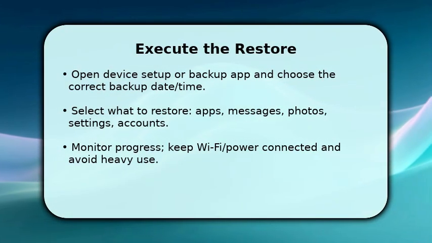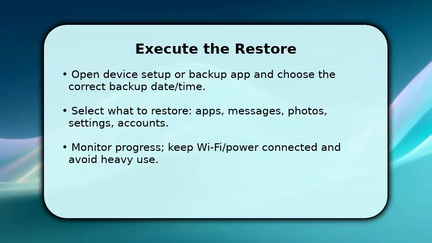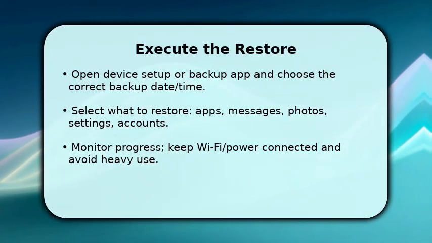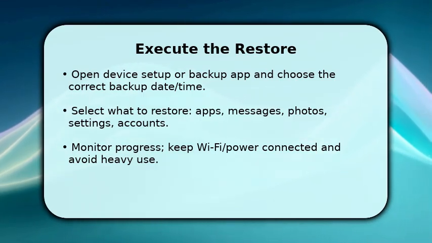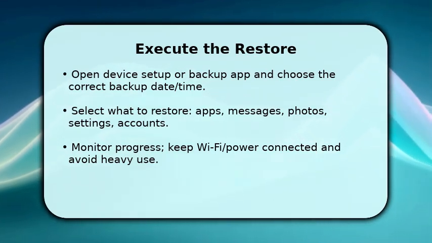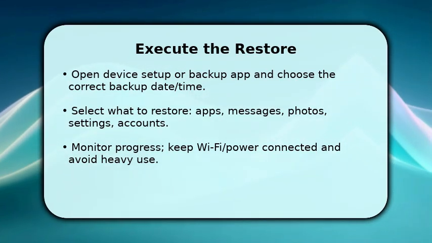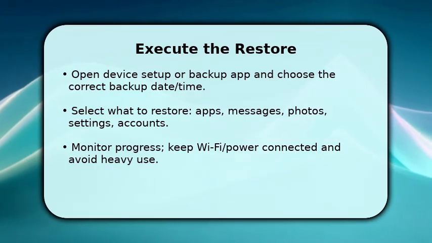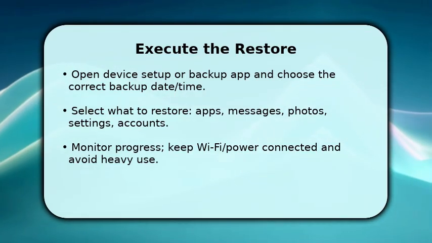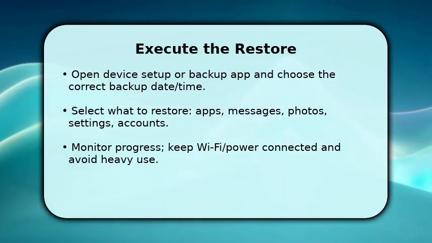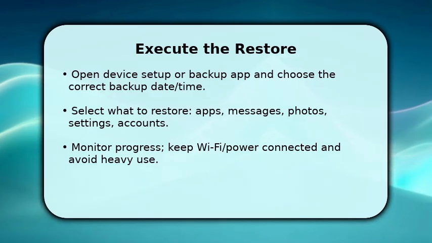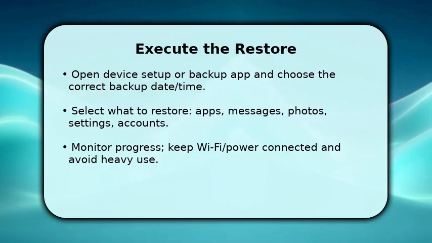Once done with initial setup, open the Backup Restore option in Setup or the Backup app and pick the precise backup snapshot you need. Choose items to restore, start with accounts and messages, then apps and media, because order reduces conflicts. The phone will download apps and data. Let it finish in the background while keeping Wi-Fi and power enabled. If prompted, enter passwords for accounts so services reconnect. This staged approach minimizes missing data and speeds recovery.